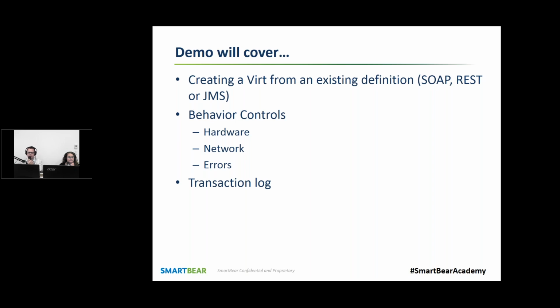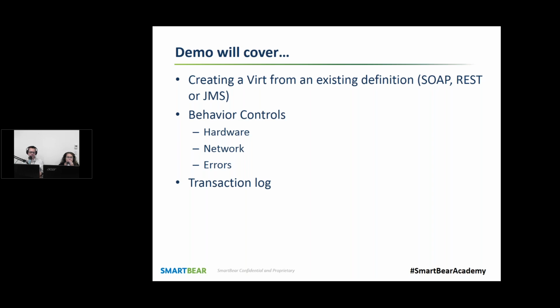So this is definitely an exciting one, and there's actually a couple of questions in the questions tab that address this exactly: creating a Virt from an existing definition. I'm still going to focus on REST. It's very easy to do from SOAP as well, but there was a question specific to Swagger, so that's what I'll show. There was also a question about how this gets controlled for response purposes, for load testing purposes.